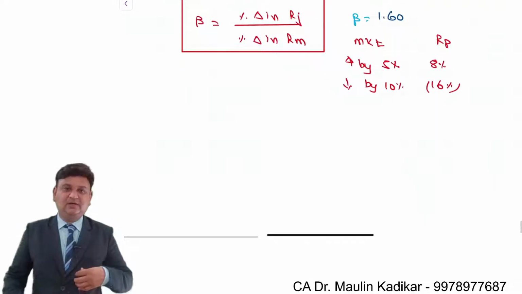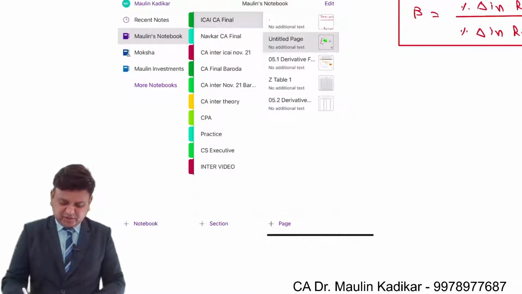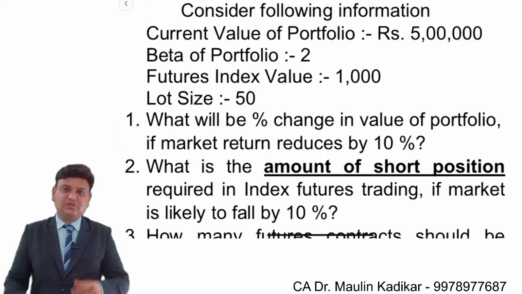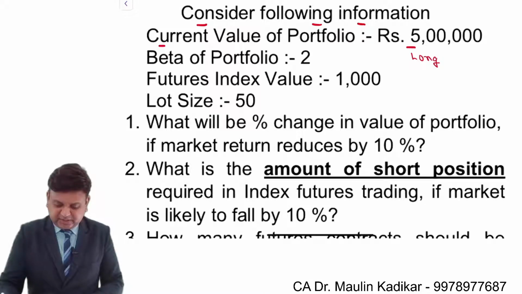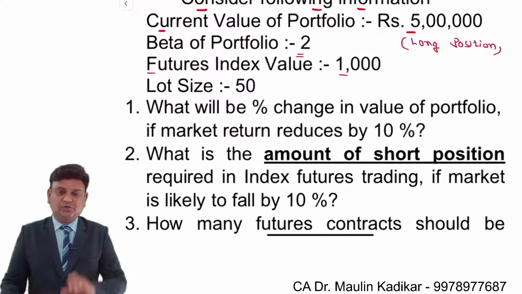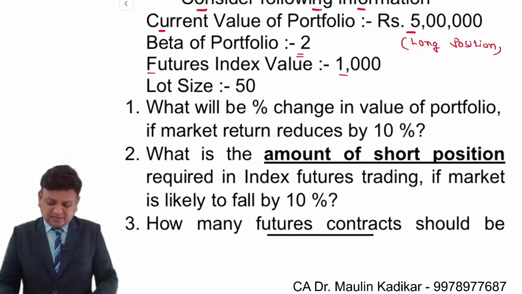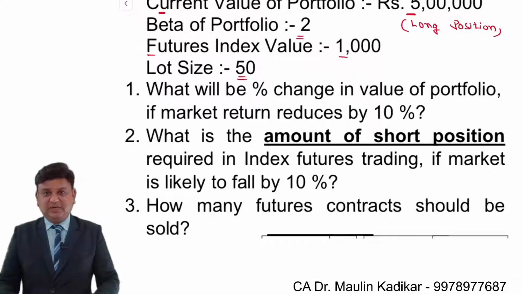So let us understand how many contracts are required to be entered into. To discuss that, I am taking the help of a numerical. You don't have to write anything. Let us first have a discussion of that. Do not write anything. Consider the following information. Current value of the portfolio is 5 lakhs. This is given a technical name: you have a long position in the cash market. Beta of your portfolio is 2. Futures index value is 1000. Similar to the 1850 or 1700 in other examples, here it has been provided as 1000. Lot size is 50. In the example that we did previously it was 200. Similarly over here, 50 units is given to us.